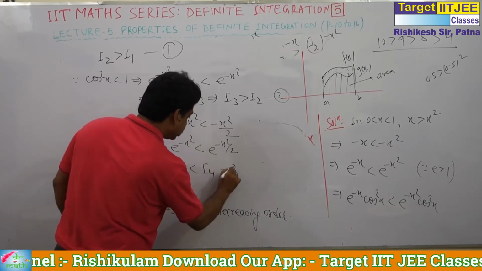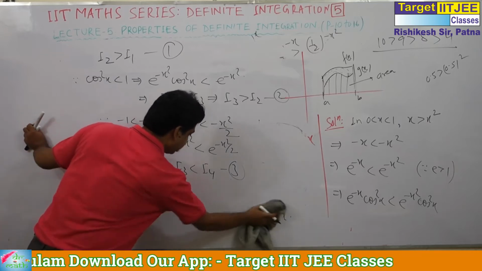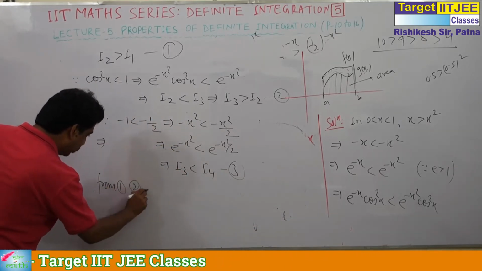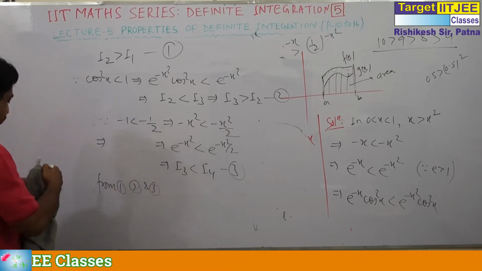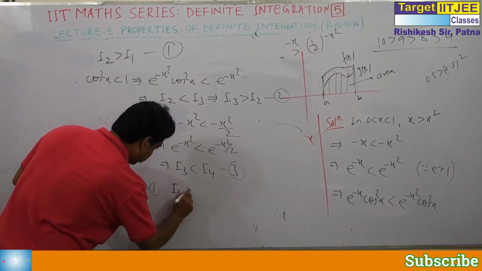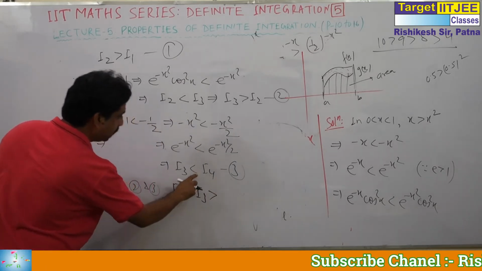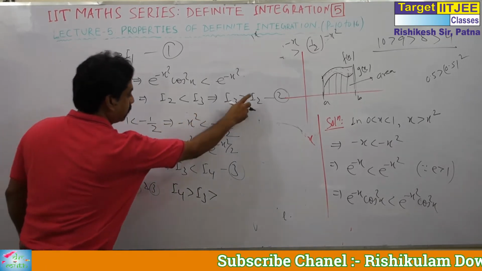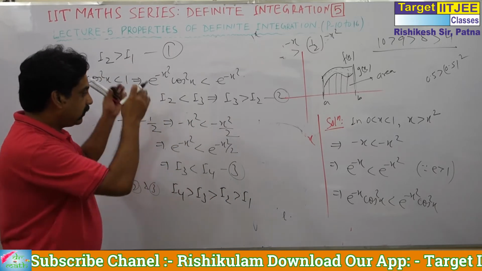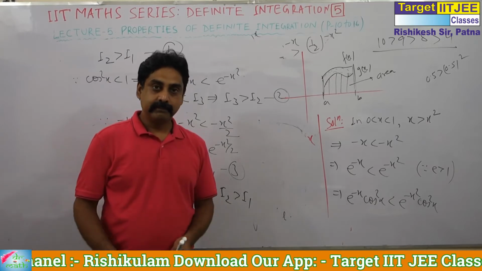Now compare from 1, 2 and 3. What do we get? Which one is the greatest? I4. I4 is greater than I3, which is greater than I2, which is greater than I1. So this is the decreasing order for this question.